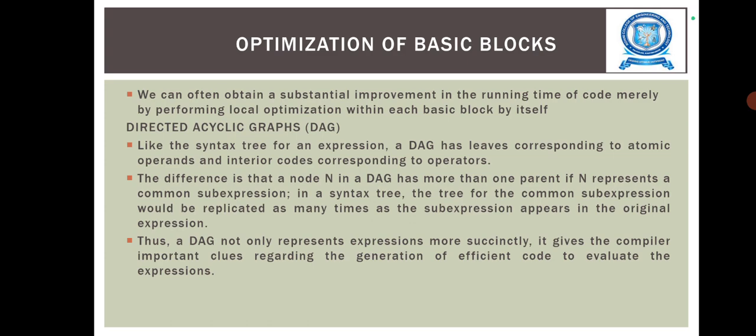The difference is that a node n in a DAG has more than one parent if n represents a common sub-expression. In a syntax tree, the tree for the common sub-expression would be replicated as many times as the sub-expression appears in the original expression. A DAG not only represents expressions more succinctly, it gives the compiler important clues regarding the generation of efficient code to evaluate the expressions.